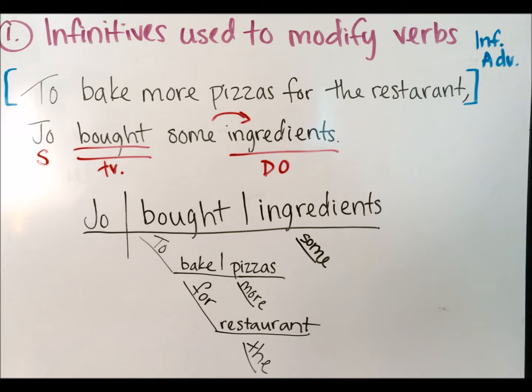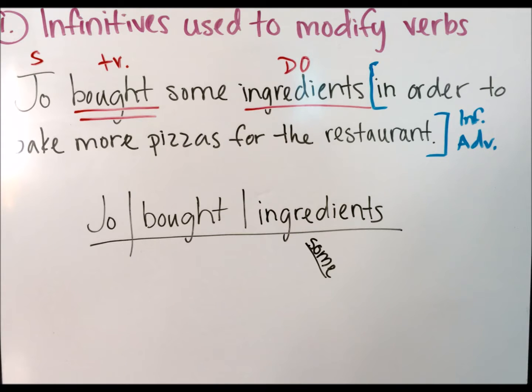Then for the infinitive adverb, because it's an adverb and answers when, where, why, and how, it will be diagrammed under the verb. So you see that to bake goes under bought on a prepositional structure. Pizzas is a direct object of that structure. More describes pizzas. And for the restaurant is an adverb describing where and goes under bake.